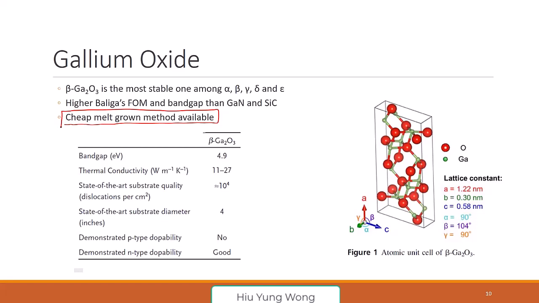But in some conferences, the gallium nitride and silicon carbide people don't like gallium oxide. They would reject all the papers or whatever. But this is ultra wide bandgap.